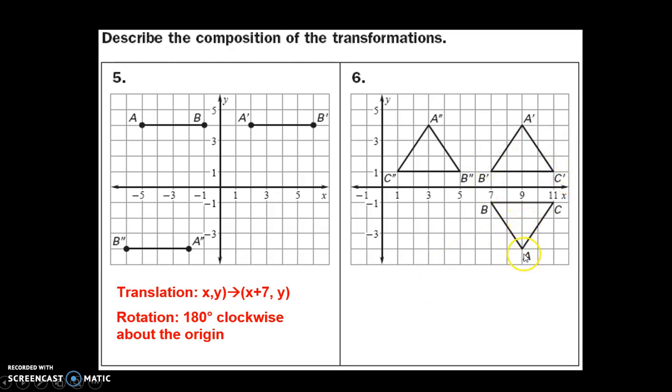Here's the original triangle ABC. We reflected it across the x-axis, and then it kind of looks like it could be translated, but if you look at C, C's here. If it's translated, C would be here. So it looks like we've reflected it across this vertical line, which would be x equals 6.